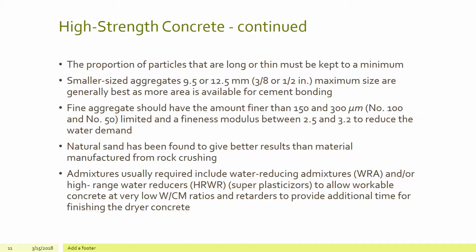Fine aggregates should have the amount finer than the number 100 and number 50 sieve limited, and a fineness modulus between 2.5 and 3.2 to reduce the water demand that we would have. Natural sand has been found to give better results than material manufactured from rock crushing. Admixtures usually required include water reducing agents or high range water reducers to allow workable concrete at very low water to cement ratios, and retarders to provide additional time for finishing the drier concrete mixes that we have.